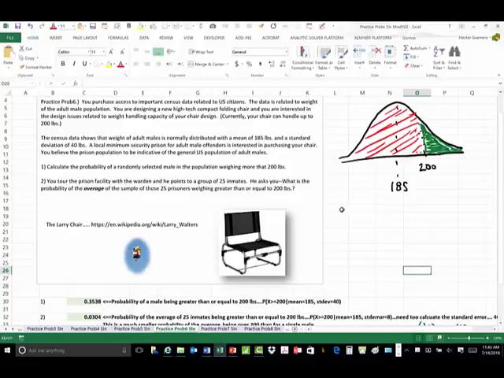So the first thing we do in this problem is calculate the probability of a randomly selected single male, one person, weighing over 200 pounds. If you want to look at it from the perspective of a graph, this is what we're looking at. Here's our normal distribution. It has a mean of 185. It has a standard deviation of 40. I haven't placed that there. But what we're interested in is the area from 200 pounds out.